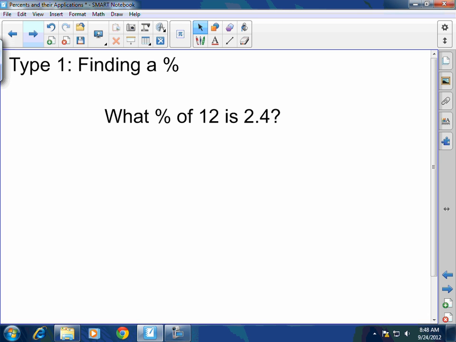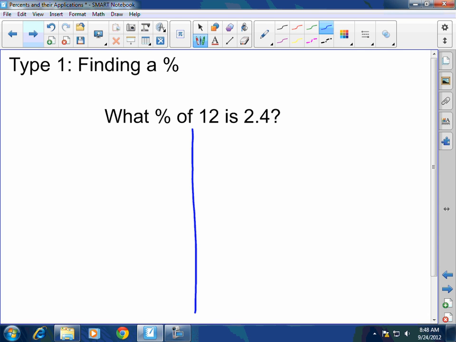Let's go ahead and look at some examples. Finding a percent. What percent of 12 is 2.4? I'm going to do it both ways, okay? The proportion way and the equation way, and then this way you guys can get a feel for what you like better. Let's do the proportion way. What percent of 12 is? Remember the is over of thing, right? How do you think you set it up? X over 100, because we don't know the percent, equals is over of.